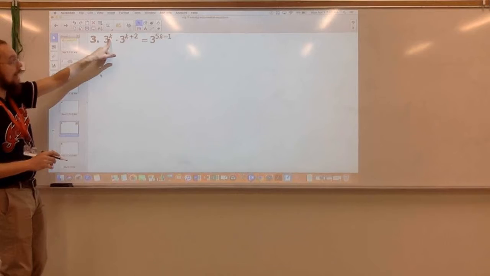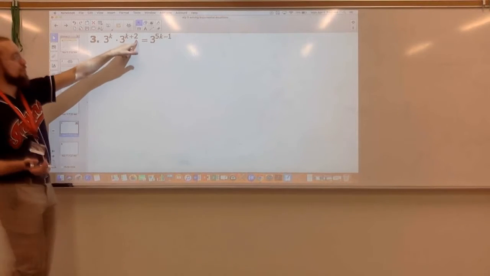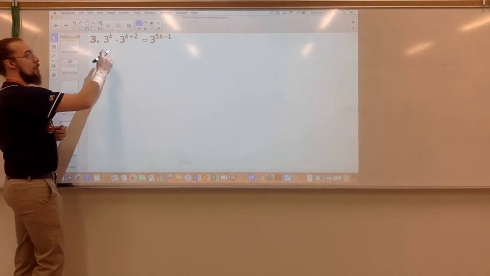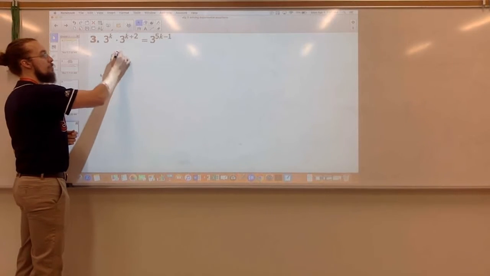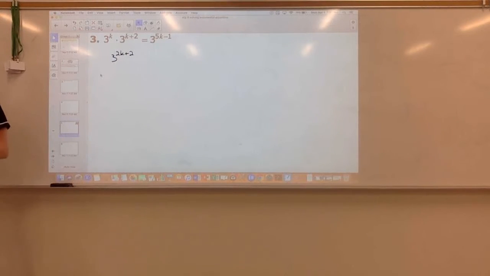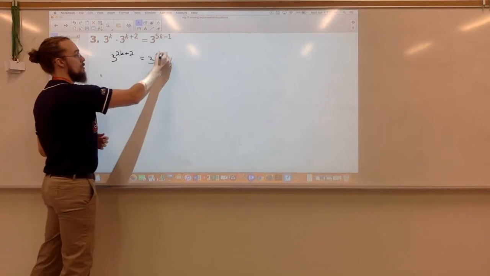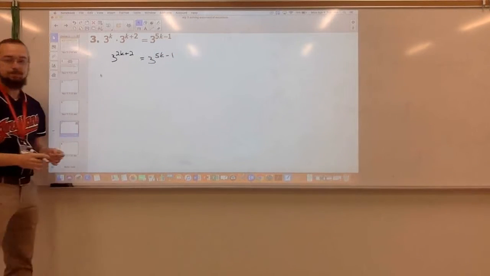If I'm adding k plus k, I would get 2k, and then there's nothing for the 2 to combine with, so I would just have 2k plus 2. So 3 to the 2k plus 2. And then I didn't do anything to the right side, so it would still be 5k minus 1.